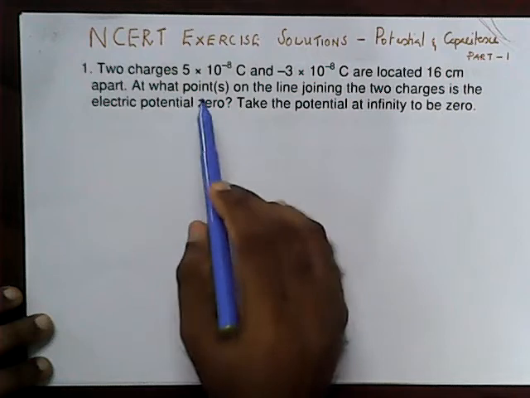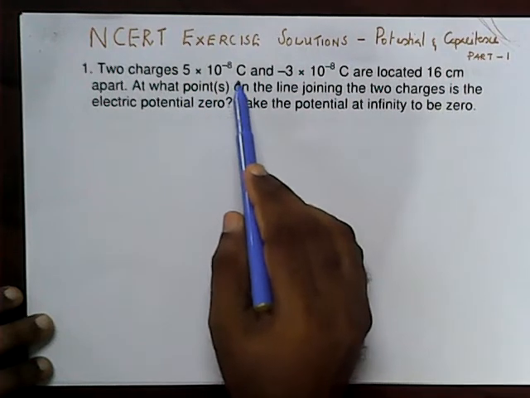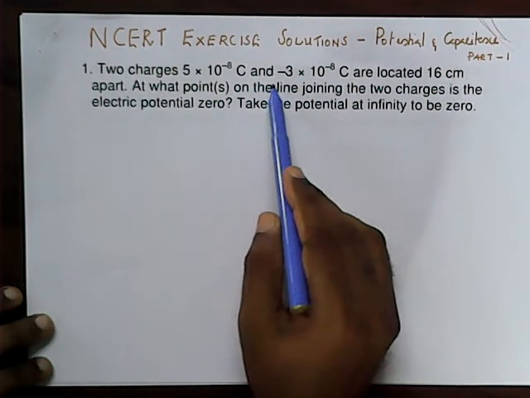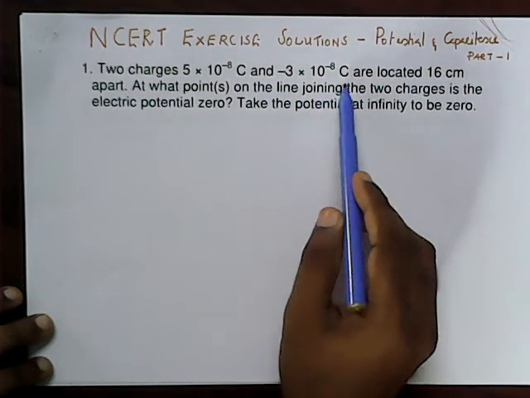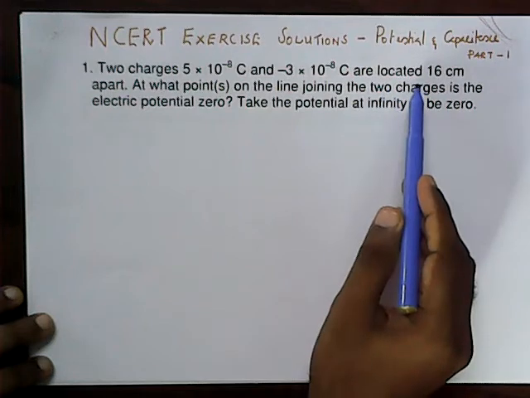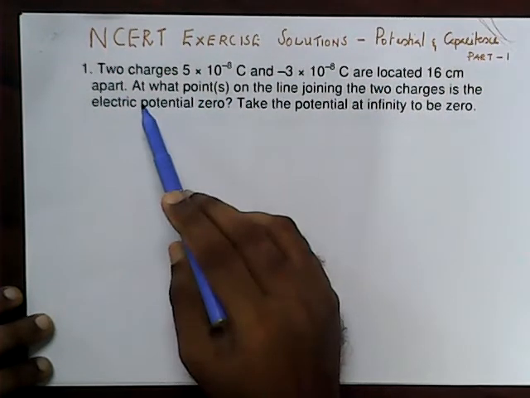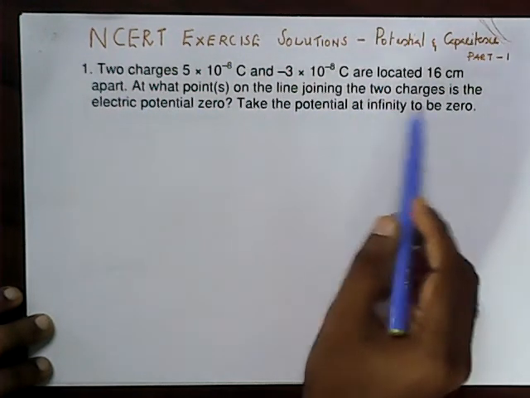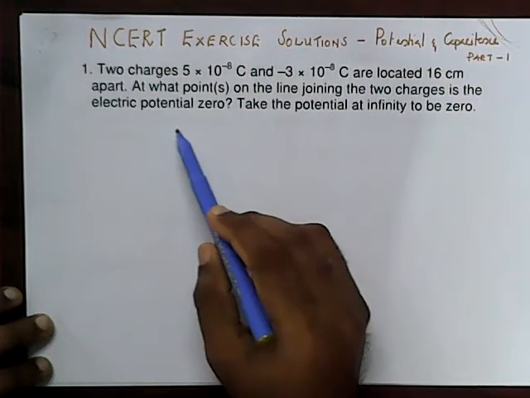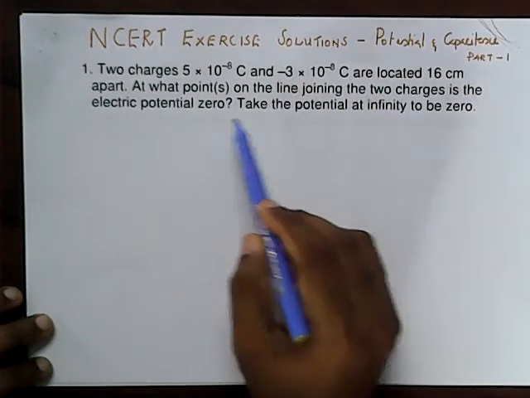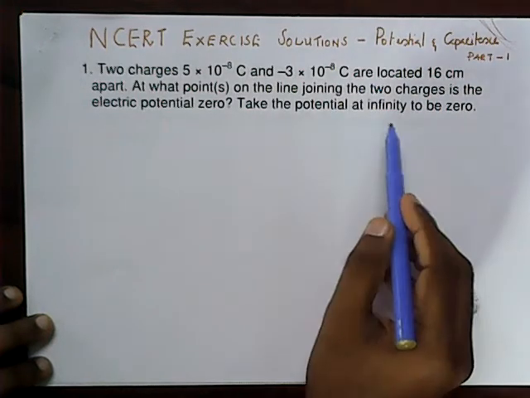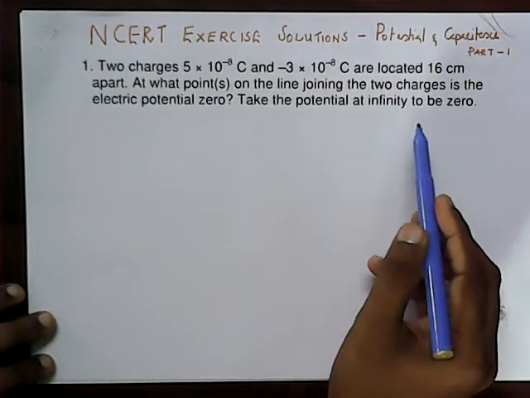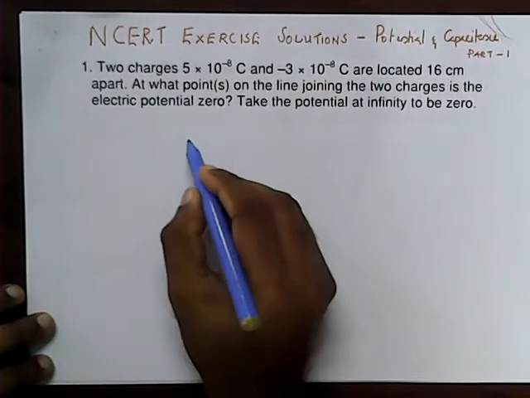Two charges 5 into 10 raised to minus 8 coulomb and minus 3 into 10 raised to minus 8 coulomb are located 16 centimeter apart. At what points on the line joining the two charges is the electric potential 0? Take the potential at infinity to be 0. So at first we can draw it.